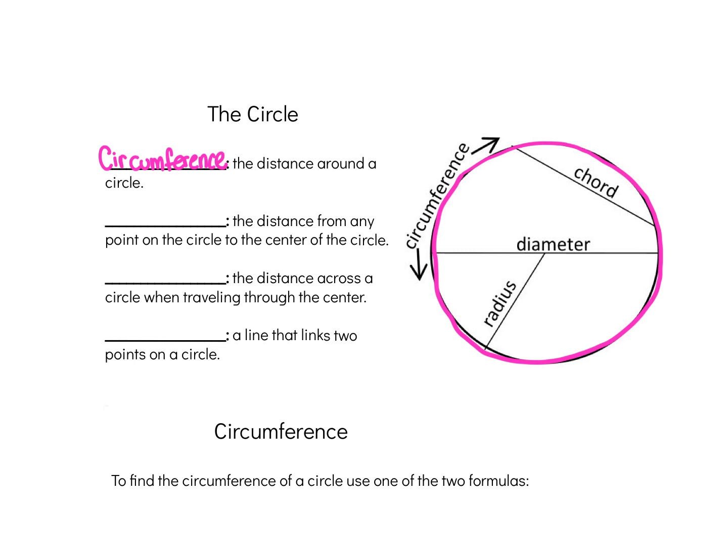The next one, the distance from any point on the circle to the center. So you can pick any point on the circle and go to the center. That is called the radius. This is also half of the diameter.